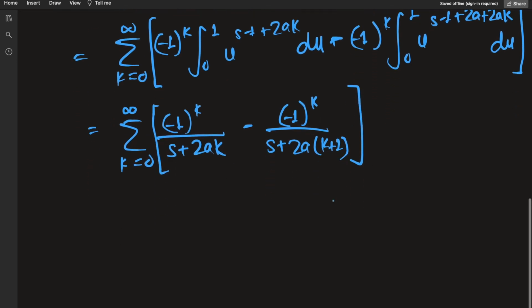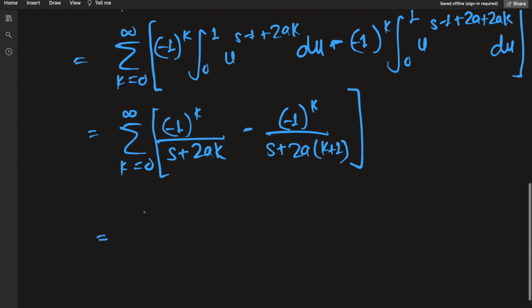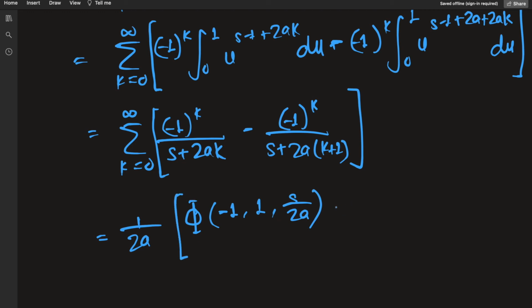And that's pretty much it, because now we can use the Lerch transcendent definition. If we divide by 2a, we'll have a phi of negative 1, because now there's an alternating part everywhere, 1, s over 2a, minus phi of negative 1, 1, s over 2a plus 1.